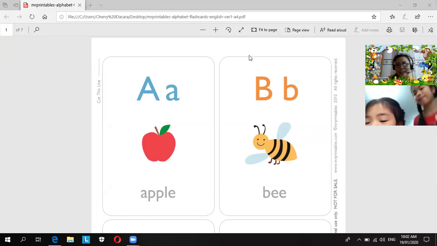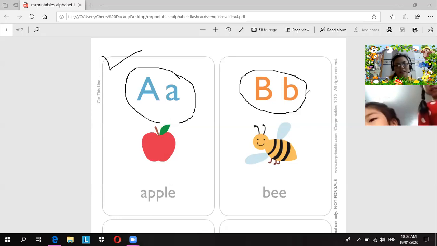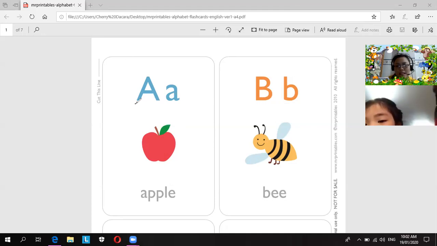Okay, Bong. Can you see this letter, Bong? Apple. Can you see this letter? Letter I. Very good, Bong. That is letter A. What about this one, Bong? Letter B. Okay, Bong, again, what letter is this? Letter B. Okay, very nice, Bong. Again, what letter is this? Letter I. Very good. And this is letter B. Okay, very good, Bong.